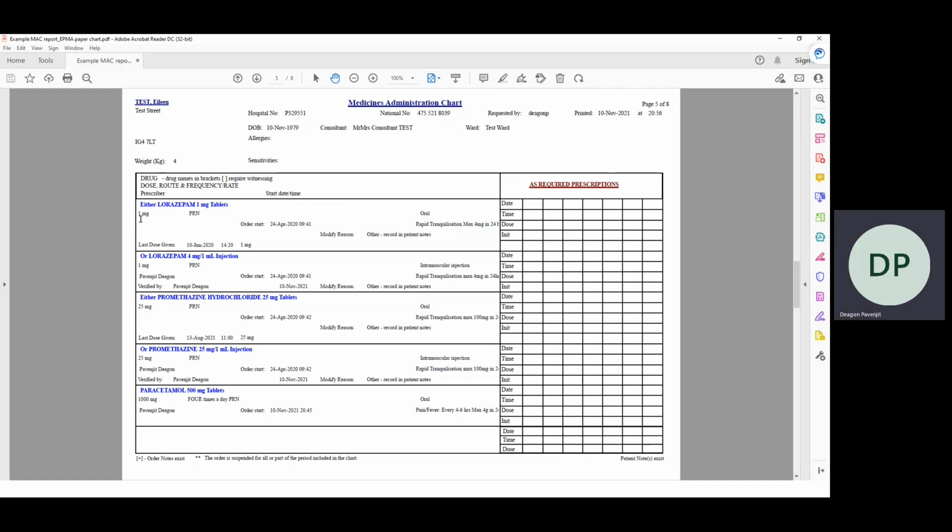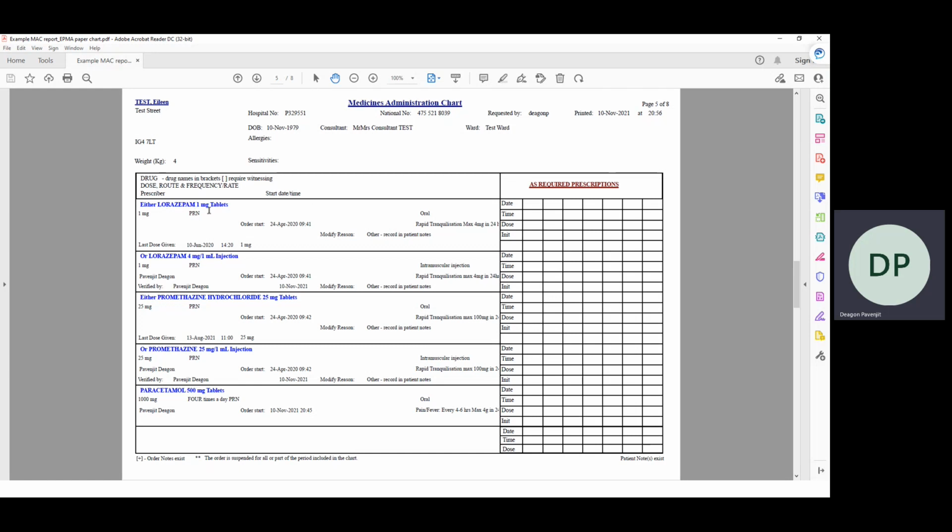For PRNs, just like the regulars, the dose is stated, the fact that it's PRN, the order start date, the route, and for PRNs, the indication and the maximum dose that would have been prescribed in the EPMA system itself. Any modification reasons, again, will be presented. If the PRN is listed, then that means that is currently an active prescription and available for administration, depending on when the last dose was given.